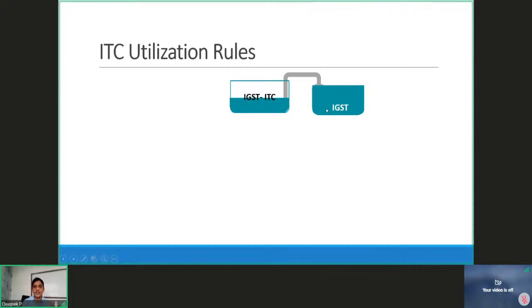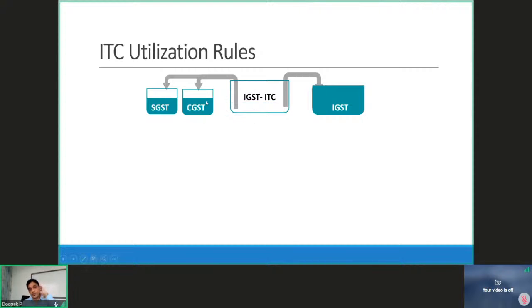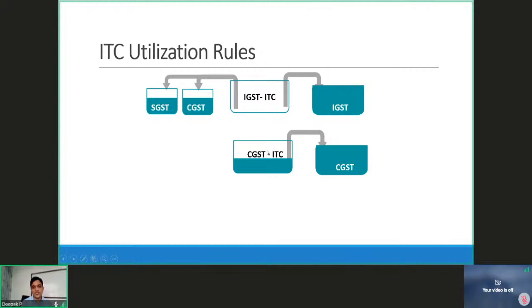Once the credit is utilized, any balance of your IGST can be utilized for payment of CGST and SGST in any proportion. So this has to get completely exhausted. Your IGST credit has to get completely exhausted. Then you move to CGST credit. The CGST credit you will utilize for CGST first. Any balance available in your CGST credit can be utilized for payment of IGST. Still, if there's any balance in your IGST, then you pay by cash, but exhaust the CGST credit.